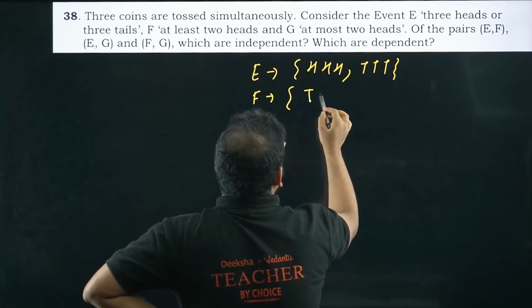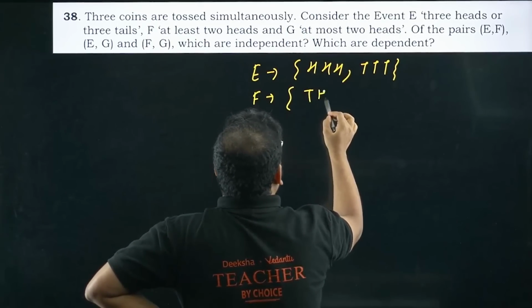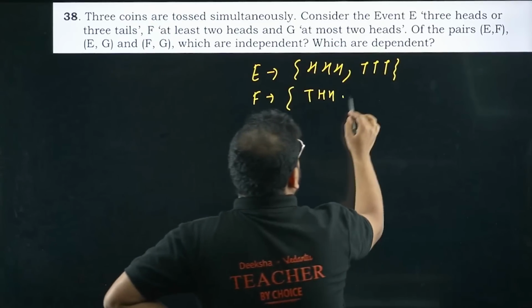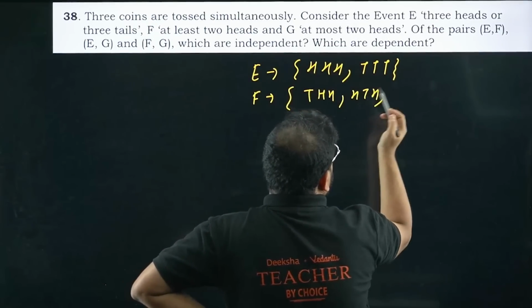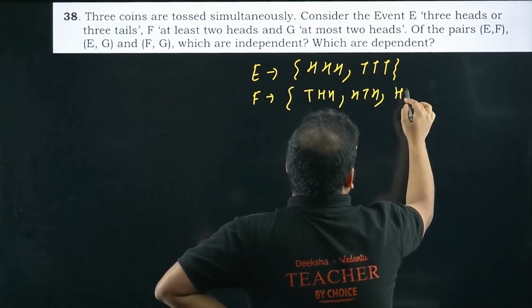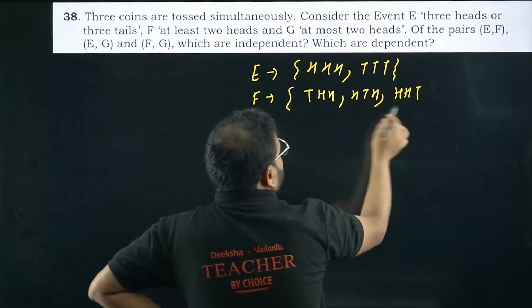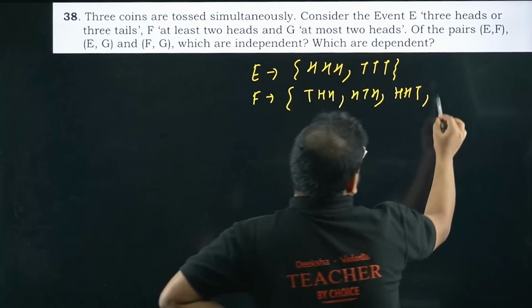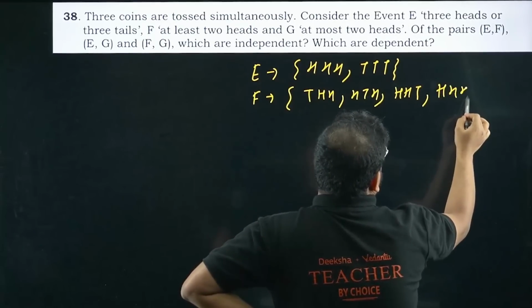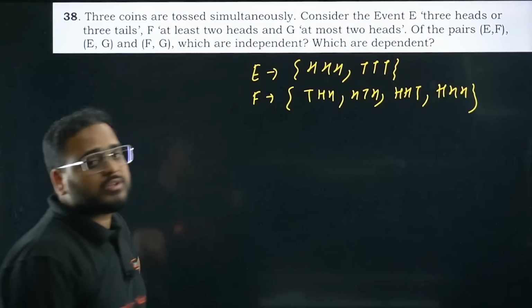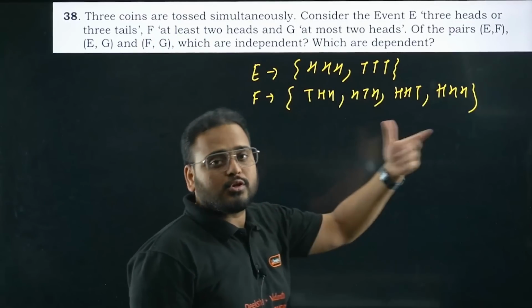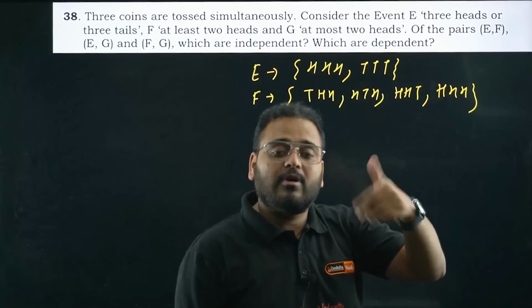Okay, it means we'll have at least 2 heads. So HHT. Okay, we'll have HTH. We'll have THH. Okay, THH is done. We'll have HHH also. How come this? Please check. Because at least 2 means more than 2 is also okay, right? Minimum of 2. What is the higher part?